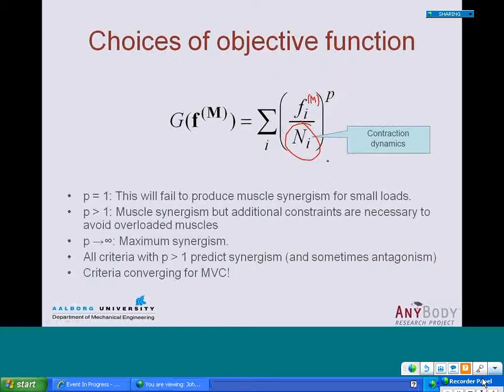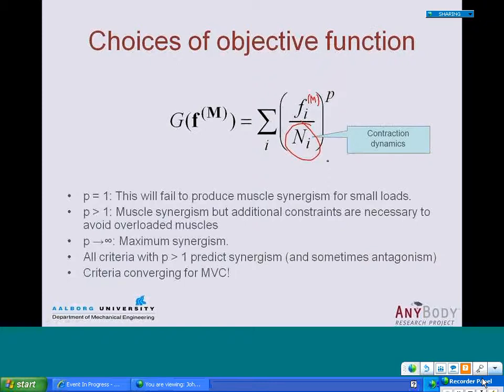However, we can also do more advanced things with the N. We can let the N be a function of the present muscle state. So N becomes a function of the muscle contraction and the muscle contraction velocity. And in that case, we have contraction dynamics built into the model, and M becomes a Hill model type of muscle description. And I may get back to that also a little later.